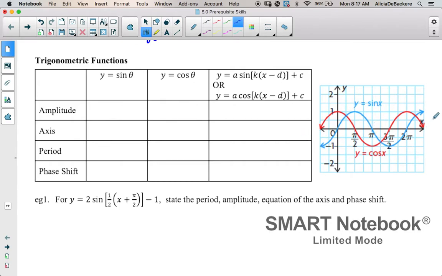Here we've got sine x, same thing. So it's in blue here. I'm looking at my blue graph. And then for the second part here, I'm looking at the cos graph. So I'll be focusing on the red graph.